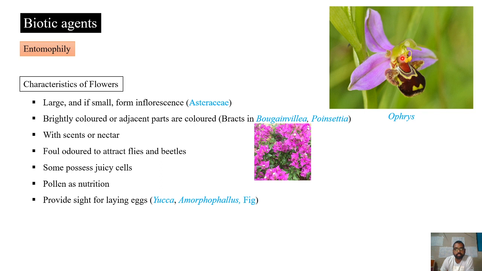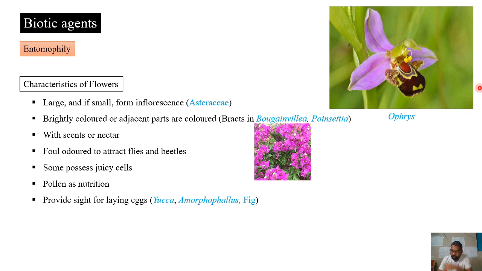So this flower is actually not providing any kind of rewards like scents, nectar, or maybe pollen grain, nothing. It is not providing anything. Instead, it is simply cheating the male bee, therefore getting pollinated. It is called the sexual deceit, which you can see in the case of Ophrys. It's a kind of orchid.